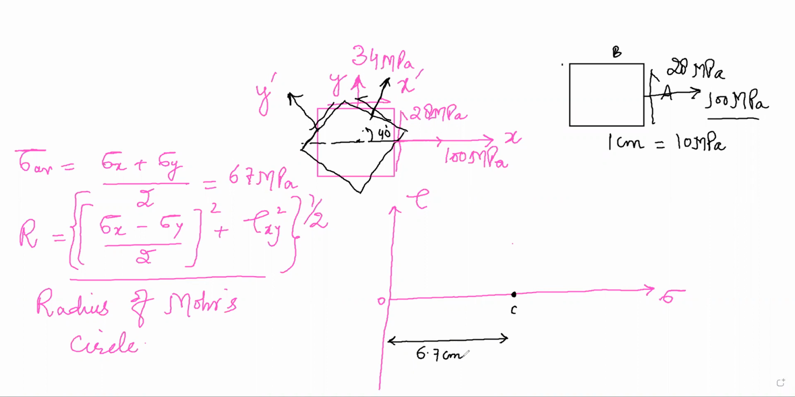Now on this tau-sigma plane, we will represent our normal and shear stresses on the faces. On face A, how much is the normal stress? 100 megapascal. That's equal to how many centimeters? 10 centimeter. And that is positive because it's along the positive x-axis. The shear stress on face A has the sense of rotation anti-clockwise, so we'll be taking this also as positive. This is our negative shear stress, and this is our positive shear stress.